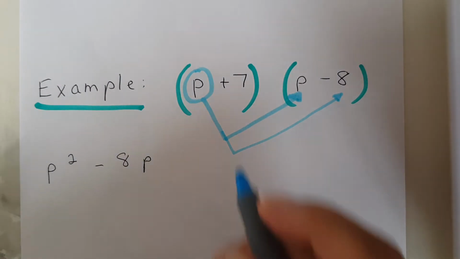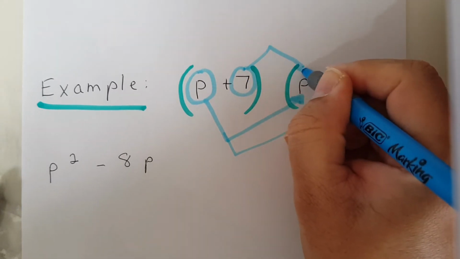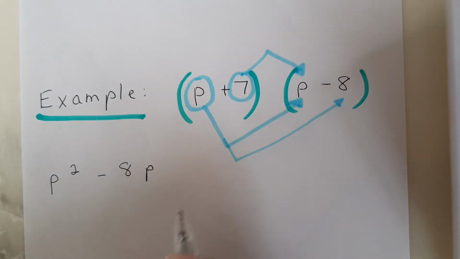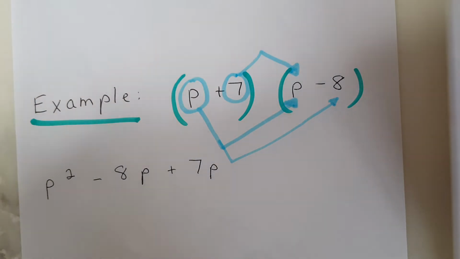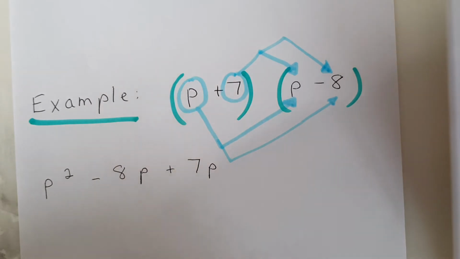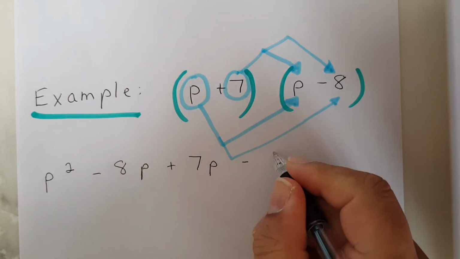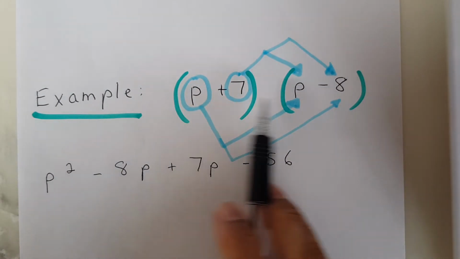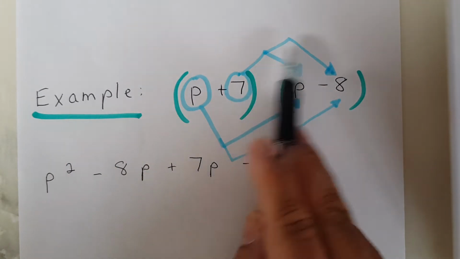Okay, then you're going to circle the 7. Okay, the 7 times p, it's all positive, that's a positive. 7 times p is plus 7p, and then the last part is 7 times minus 8. 7 times minus 8, which is minus 56. Okay, so p times p, p times minus 8, 7 times p, and 7 times minus 8.